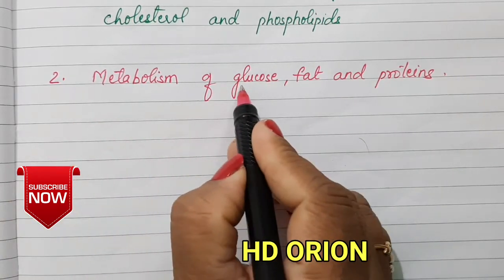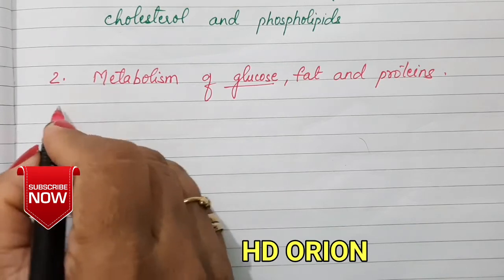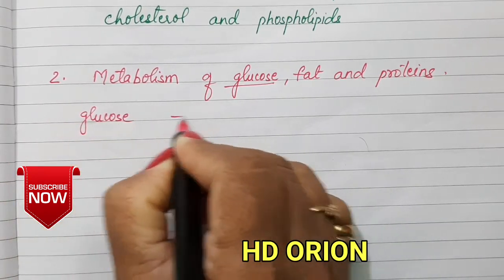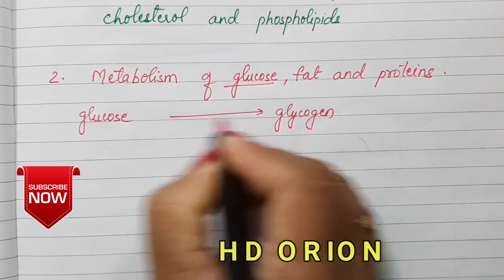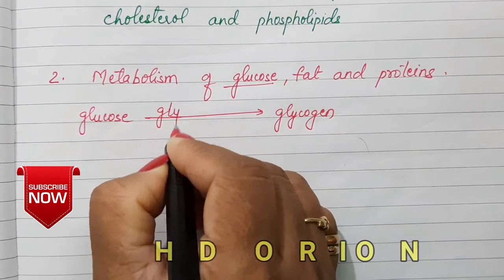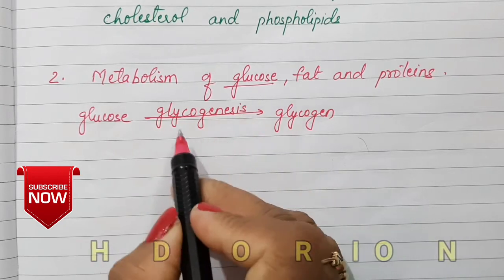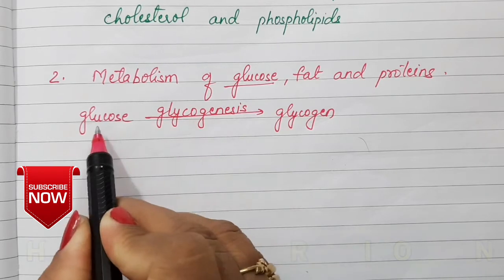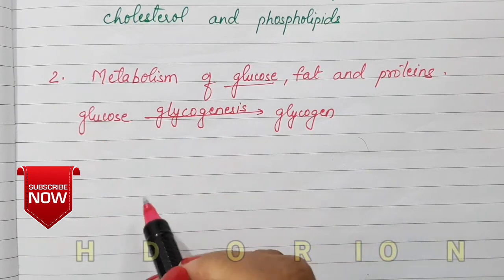Let us see first the metabolism of glucose. Whatever glucose is consumed is converted into glycogen in the liver. This process is known as glycogenesis. The process of formation of glycogen is known as glycogenesis. So glucose is converted into glycogen in the liver.